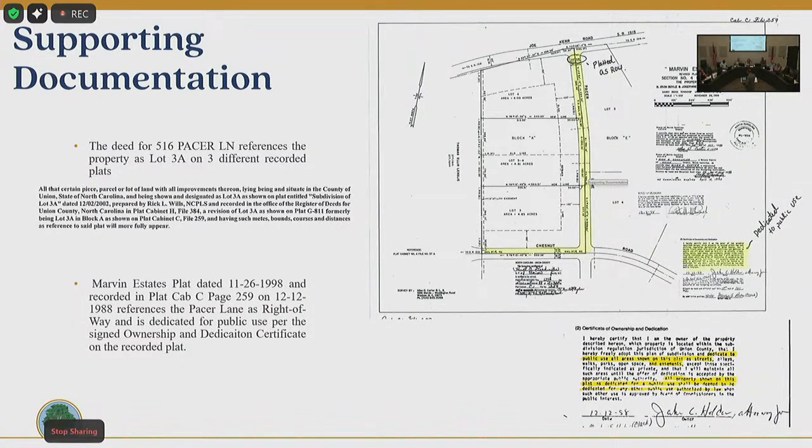I'll represent to you, sir, that's an order that was entered in a case the county brought against Mr. Epps, his wife, and his company related to the fence. Can you go to the last page of that order?